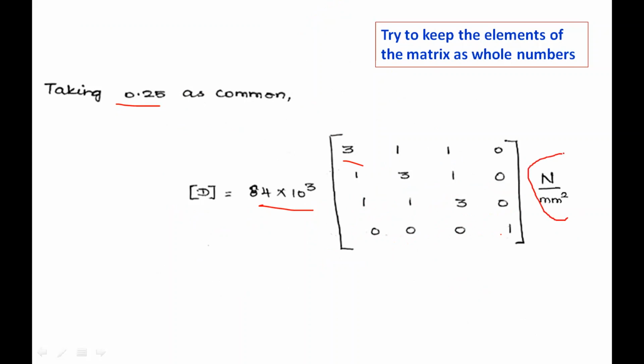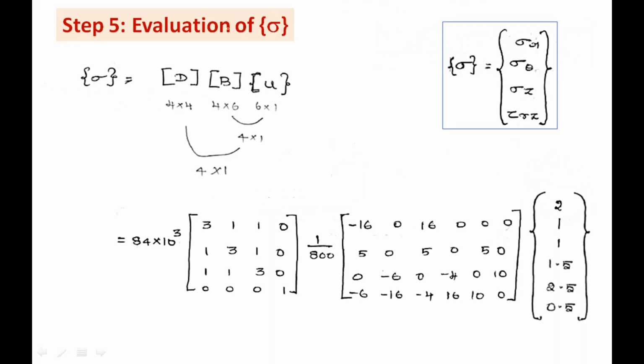What is the unit for the D matrix? It is Newton per mm square. So always we are trying to keep the elements of the matrix in whole number for making the matrix multiplication easy. Now we know the B matrix and the D matrix. We can find the stresses, element stresses. Evaluation of the element stresses.